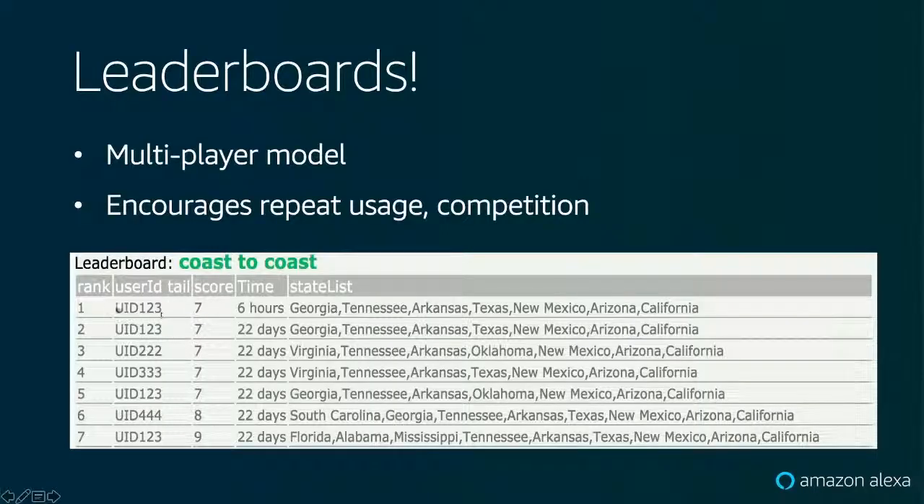You can see here this one. It's got a ranking, of course, and it's got the scores. In this case, lower score is better. 7 hops to go from Georgia to California.